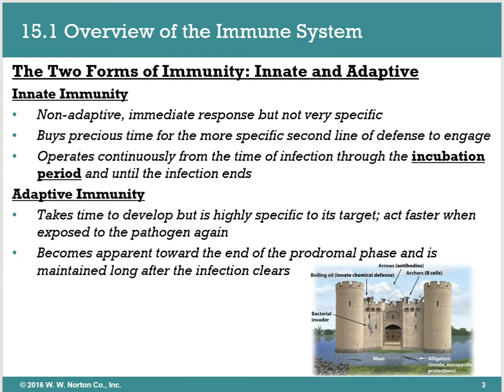So whenever you have a foreign pathogen inside of you, your adaptive immunity will then take over, and it can act actually faster to fight off the pathogen again that you've been exposed to. And that's where we get our antibodies and everything, but that will be further discussed in chapter 16.